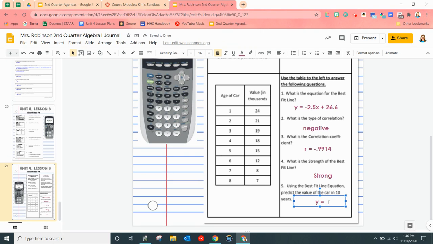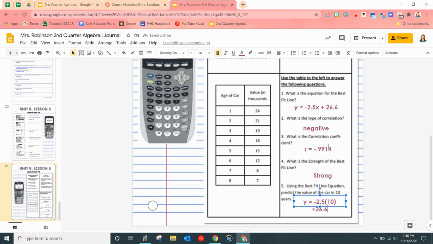They're giving me a value for the car, negative 2.5 times, well, now I'm going to say 10 years. My x is going to be 10 years. They only gave me up to 8 in the table. That's why this equation is important, because it helps me predict beyond the values that I've been given. So if I was to plug in that 10 years right here for x, and then I could add 26.6. Well, what are we going to get here?